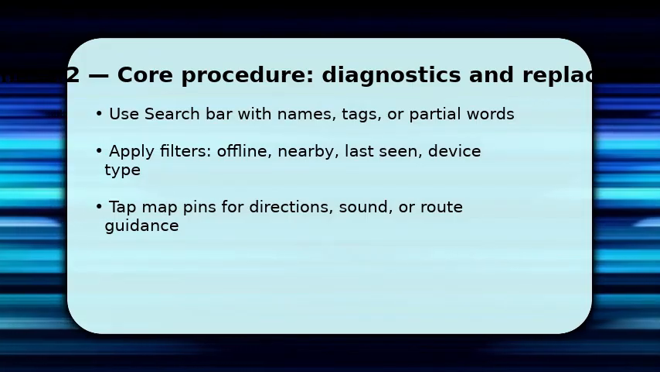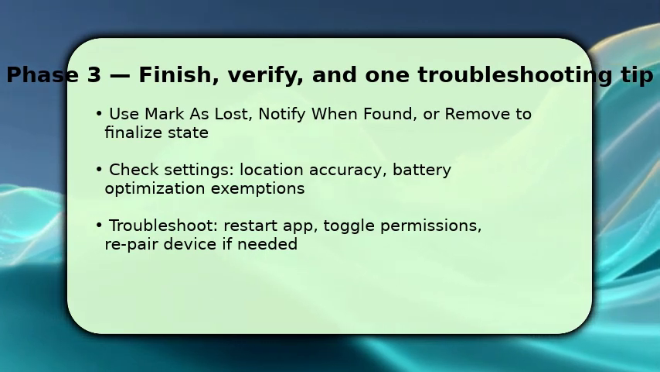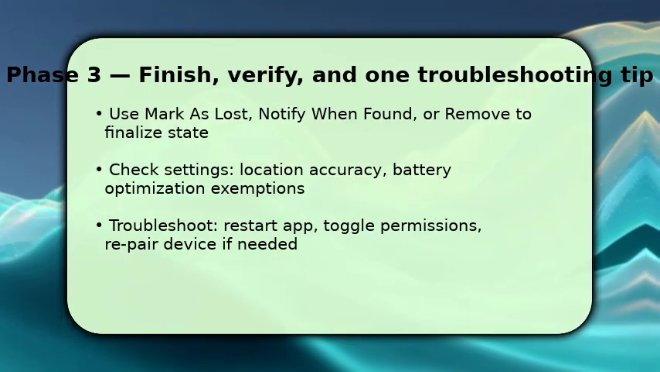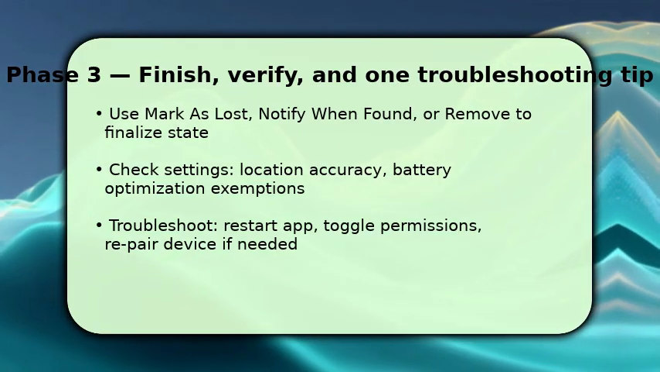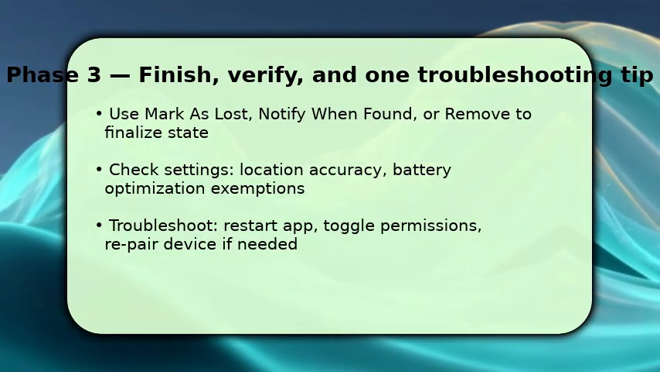To finish, set the device state. Mark as lost, enable notify when found, or remove if no longer needed. These actions conclude your workflow. Once done, verify location accuracy and exempt the app from battery optimization so tracking remains reliable.